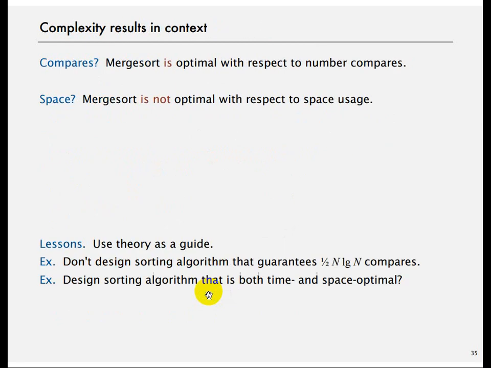So optimal algorithm, merge sort. Okay, so it's optimal in terms of number of compares. It's not optimal with respect to space usage because it uses order of n.